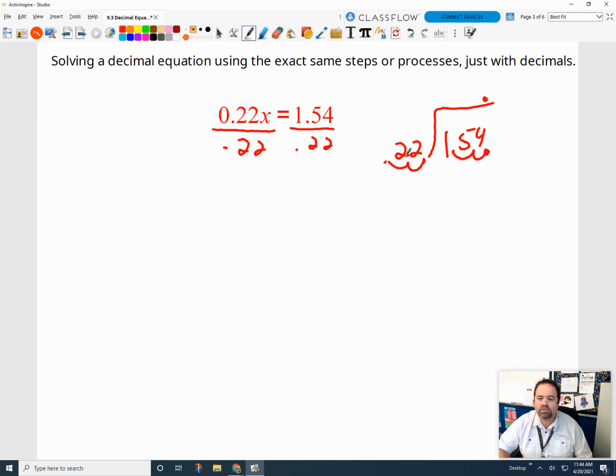Okay, so 22 into 154, let's see, is that 7? 22 times 7, that's 14, carry the 1. Yep, so that goes in 7 times. I don't expect you guys to know what 22 times 7 is. That's why we have this process of working backwards. All right, so over here, when I divide 1.54 by 0.22, that is just 7. Since that was 154, and when I subtract, I get no remainder, I don't need to keep going.